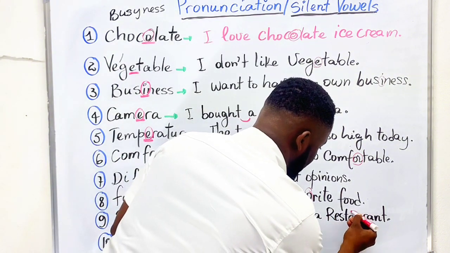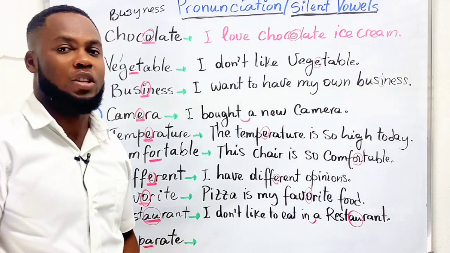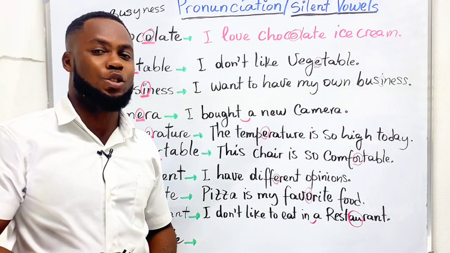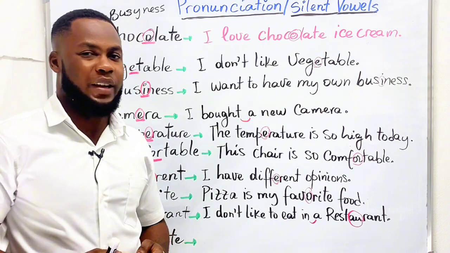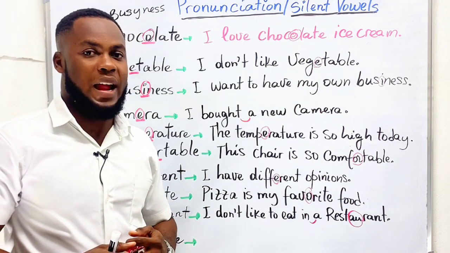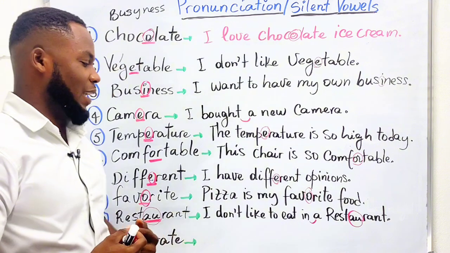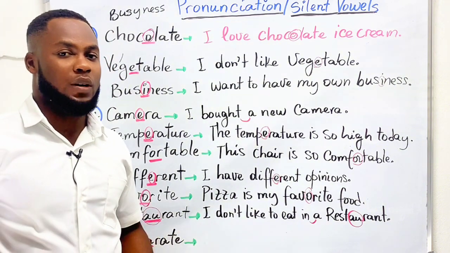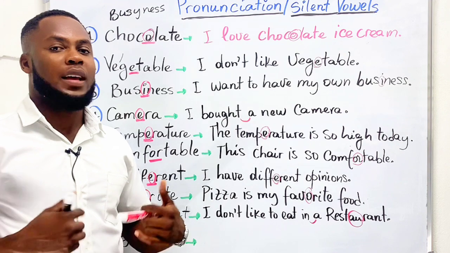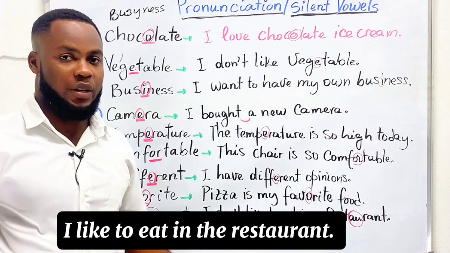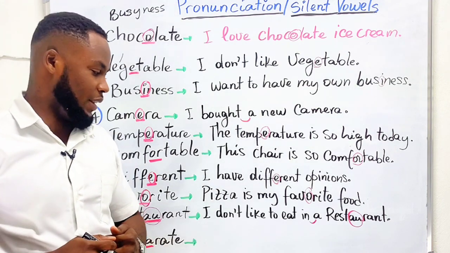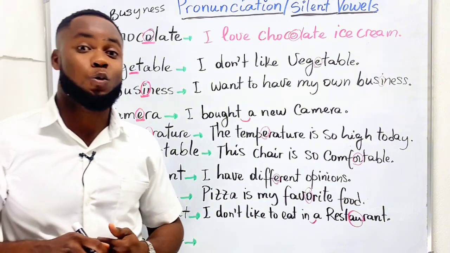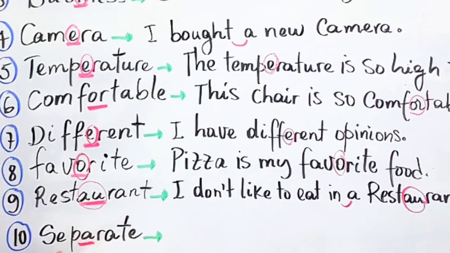Okay? Restaurant. One more time. Restaurant. Pas dire restaurant, c'est restaurant. Okay? I don't like to eat in a restaurant. Ça veut dire moi pas aimer manger dans un restaurant. Si je veux manger dans un restaurant, je dis I like to eat in a restaurant. Okay? All right. Perfect. And we have the last word is separate.